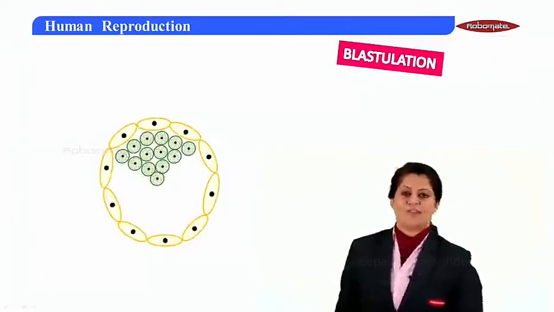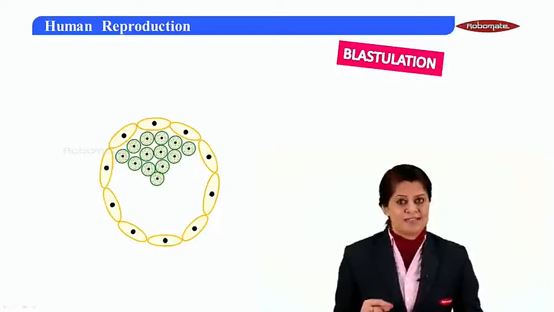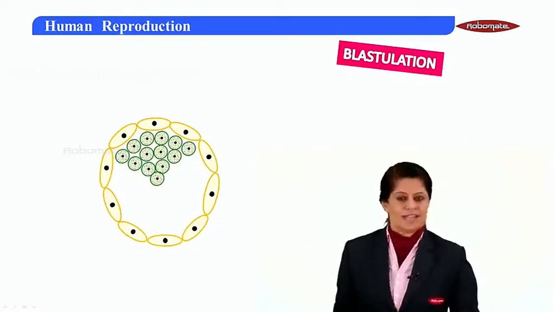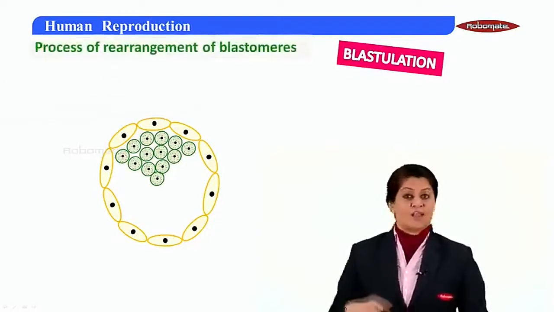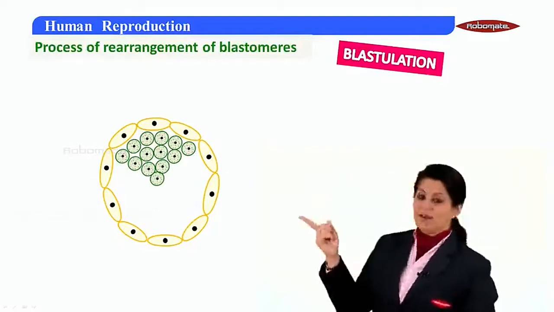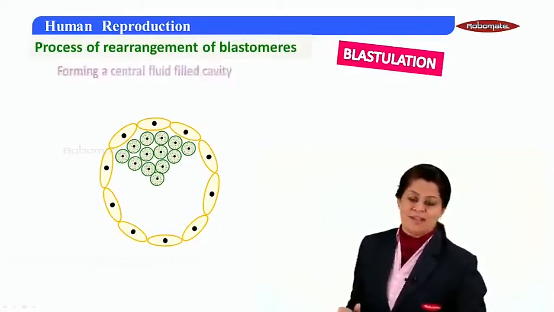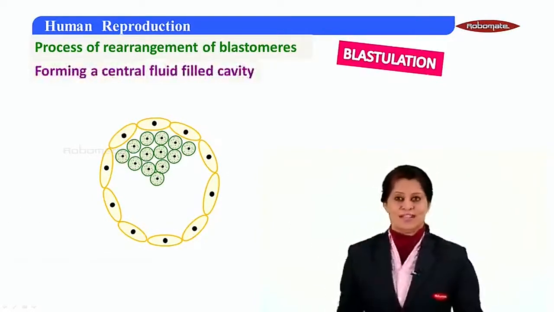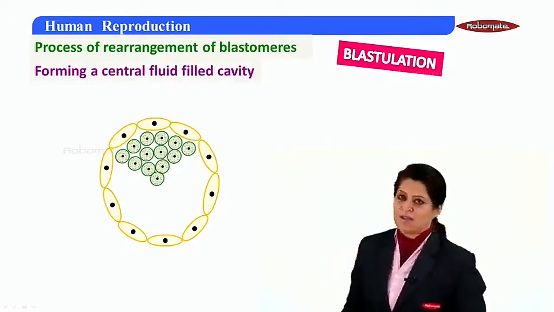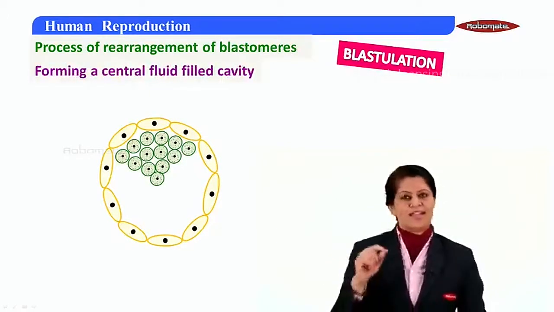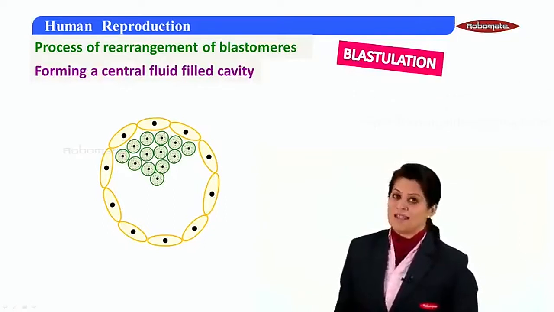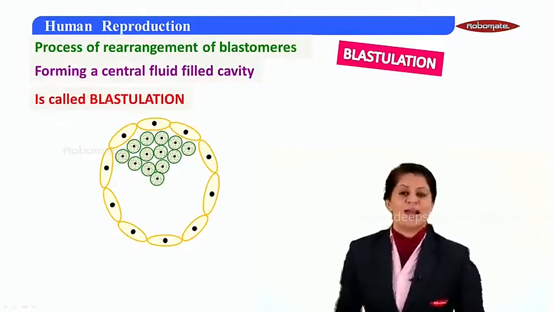The process of blastulation, students, is defined as rearrangement of the cells or blastomeres, resulting in the formation of what? A fluid filled cavity which is called blastocele. So the process of rearrangement of blastomeres resulting in the formation of a fluid filled cavity is called blastulation.